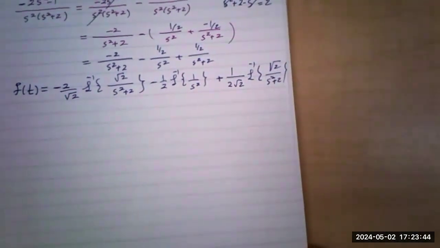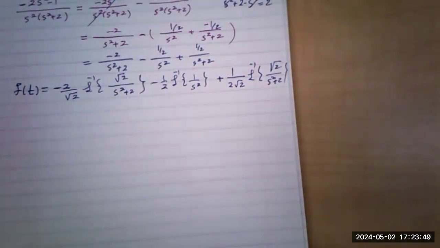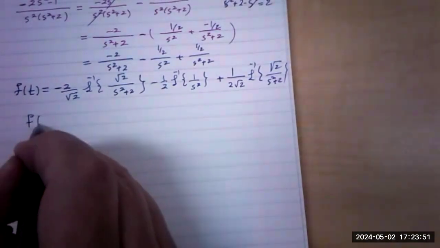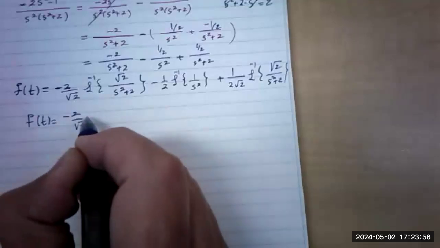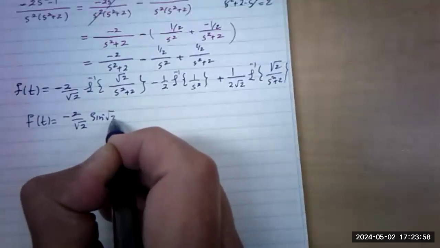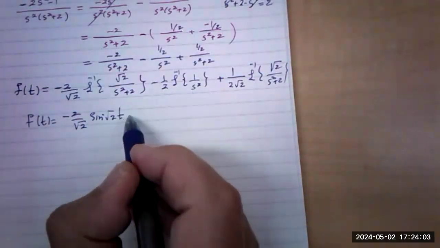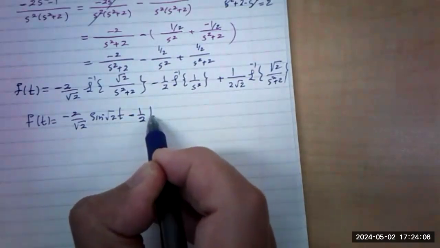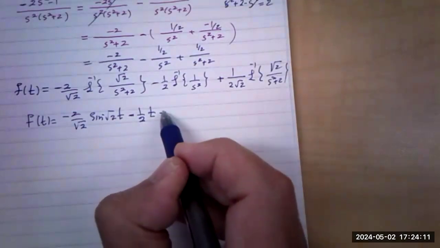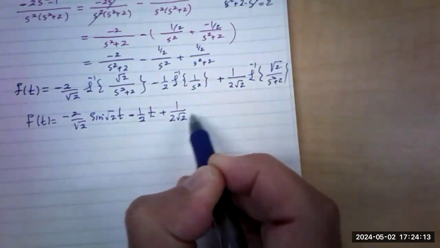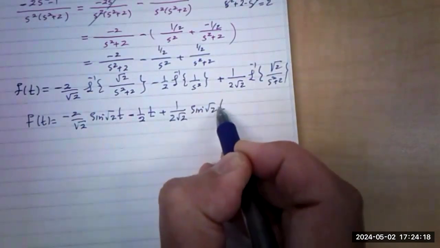Okay, for the sine, you need to bring in radical 2, because a² is 2, so a is the square root of 2. Now we are ready. So f of t would be -2 over radical 2 sine of radical 2t. That's the first one. Then this would be -1/2 of t, because the Laplace of t is 1/s². And this would be again 1/2 radical 2. Same thing, that gives you the sine of radical 2t.